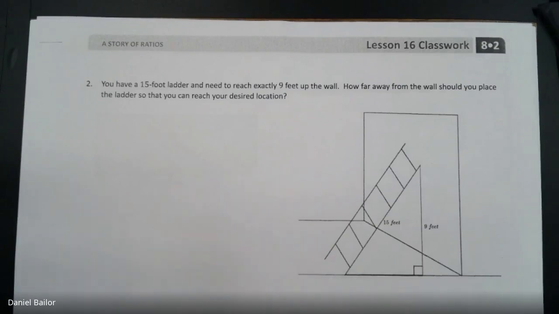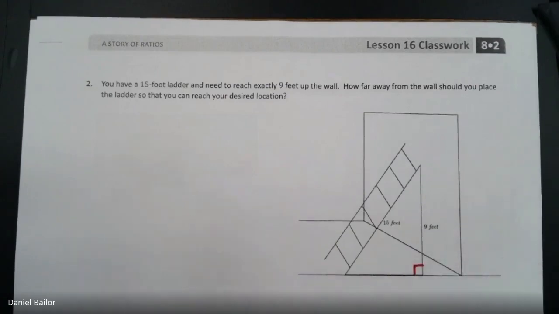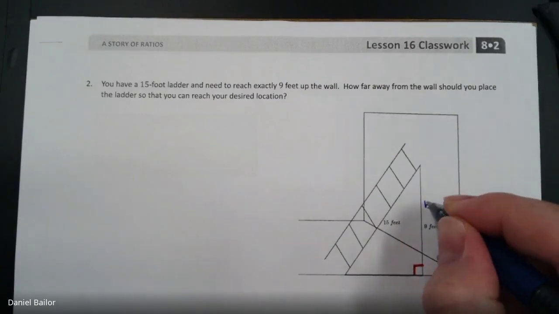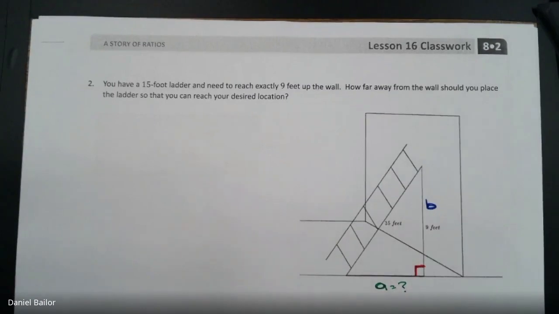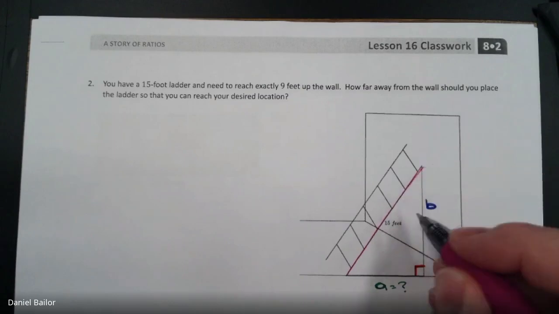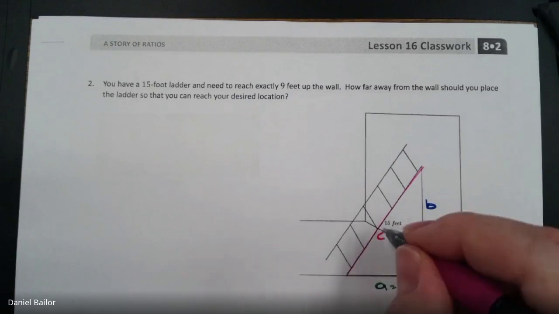So we know this is a right angle because the wall goes straight up and down, so that's a right angle. We know this leg, which I'll call B, is 9 feet up the wall. This leg is A, which we don't know how far away to put the ladder. And the ladder right here is actually the hypotenuse, C. The ladder is the hypotenuse, which is 15.